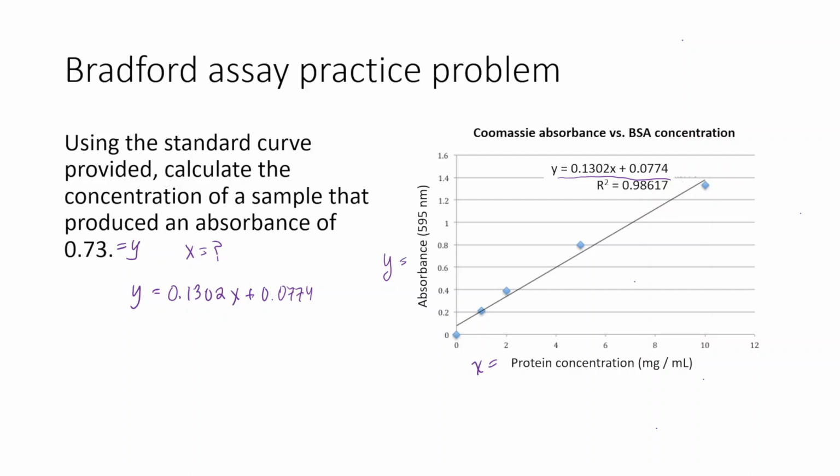The Bradford assay would be used just to see the concentration of any proteins in a solution. Yeah, exactly. We'll chat a little bit more about that once we finish the math part. So you have y minus 0.0774 divided by 0.1302 equals x. And we know that y equals 0.73. So who has a number for x?